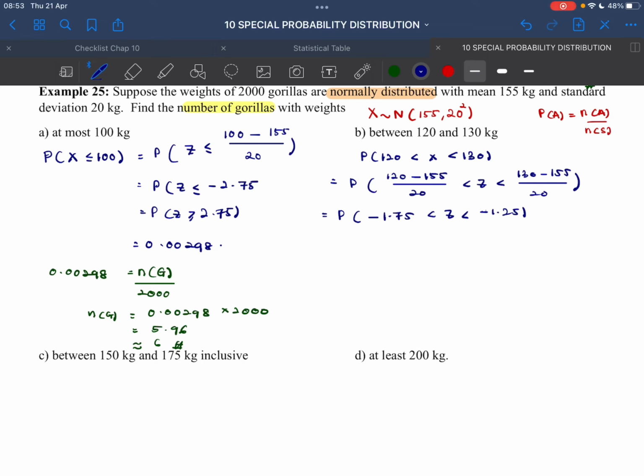So it really helps if you can just draw your bell shape here. From the bell shape we can see both are negative. So this is your 0, negative 1.75 is here, and negative 1.25 is here. This is basically the area, the probability that we want, which we can shift to this side, which is the same probability.